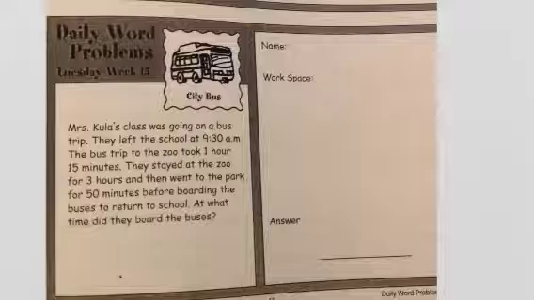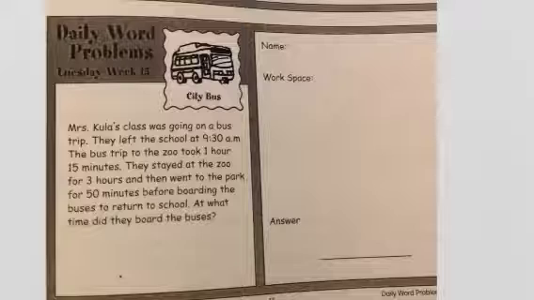Okay, let's take a look at Tuesday for week 15. Mrs. Kula's class was going on a bus trip. They left school at 9:30 a.m. The bus trip to the zoo took 1 hour, 15 minutes. They stayed at the zoo for 3 hours and then went back to the park for 50 minutes before boarding the bus to return to school. So, at what time did they board the buses?